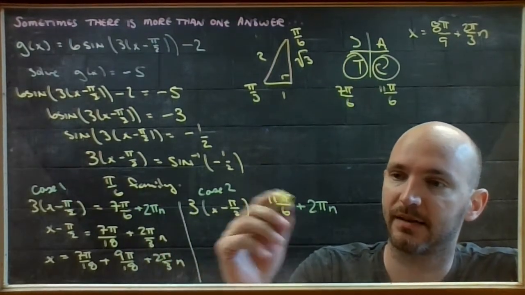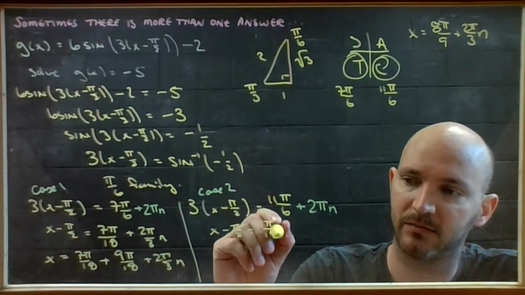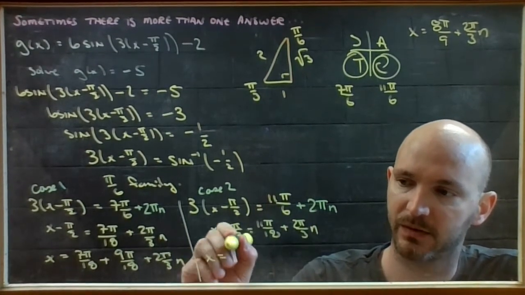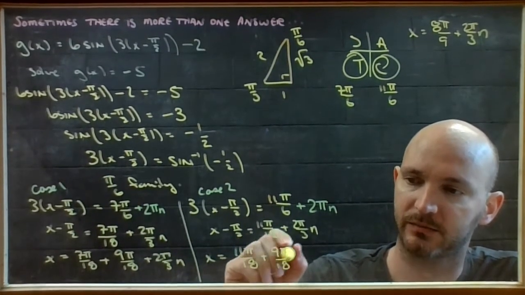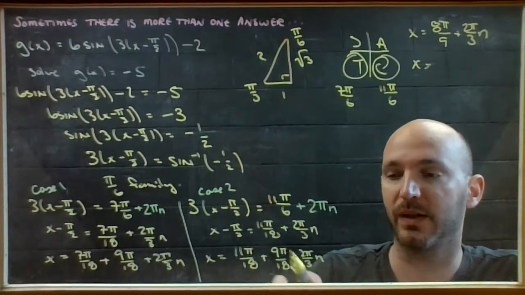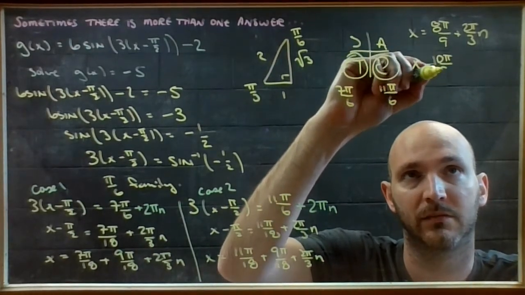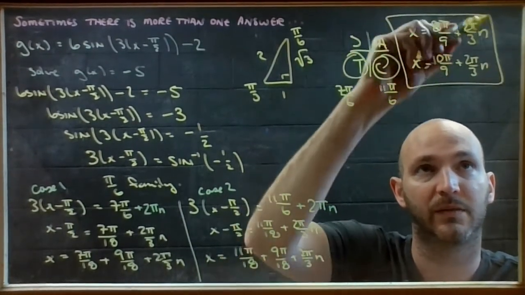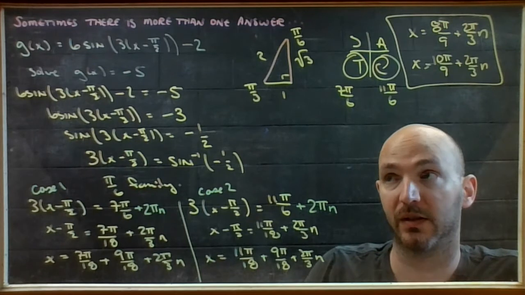And under this case, dividing both sides by 3, be 11 pi's over 18 plus 2 pi over 3 n. Add the pi over 2, which is 9 pi's out of 18, and I get 20 pi out of 18, which is 10 pi out of 9. So there are my two solutions. Well, my two sets of infinite solutions for this particular function.